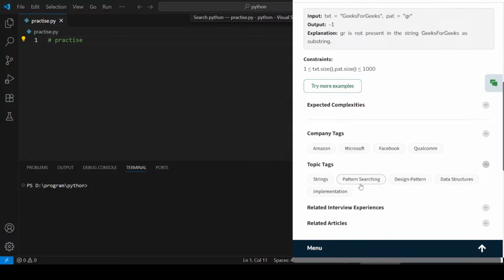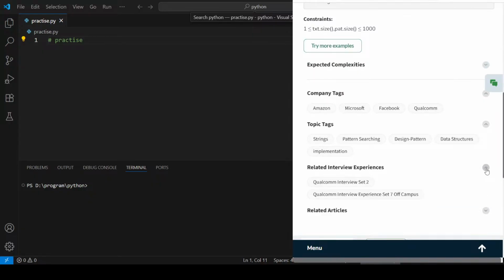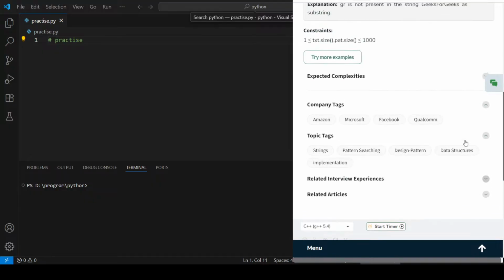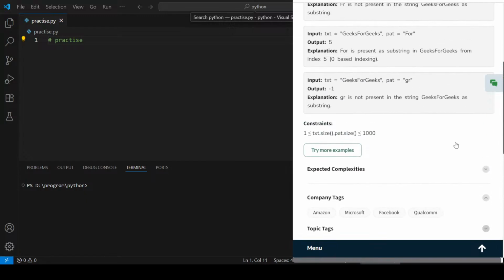Topic tags: strings, pattern matching, design pattern, data structure, and implementation. Qualcomm interview, oh my god, substrings. Okay, that's nice. Before that, I need to understand what the constraint is. Our friend GPT is there. Let's ask him.